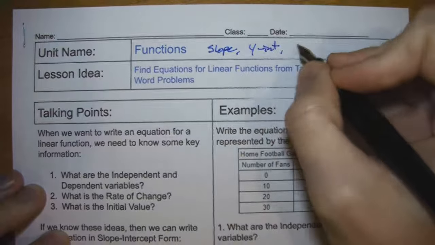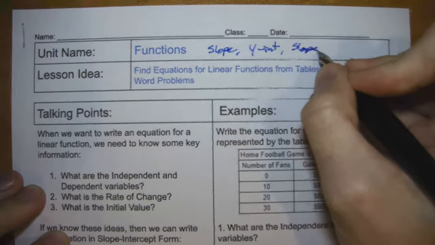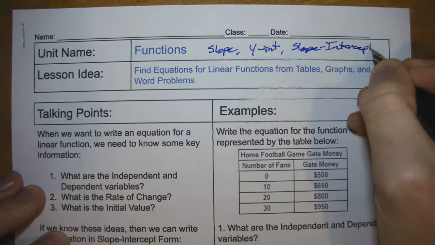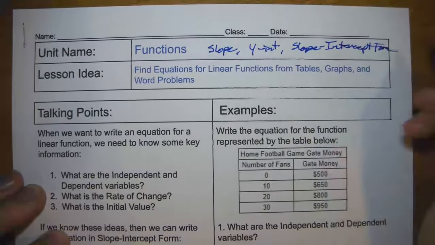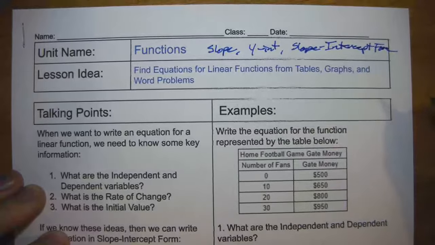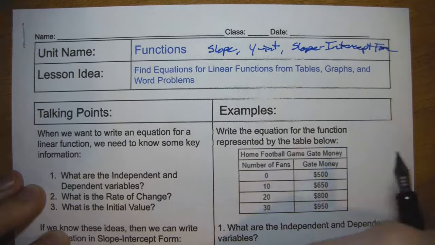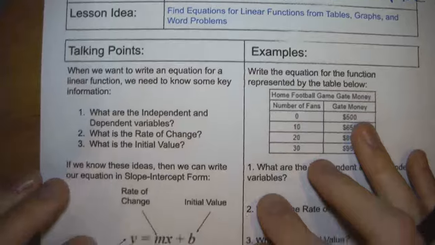We also need to know things like slope-intercept form, and the difference between dependent and independent variables. We're going to put all of that together now to be able to go back and forth, so to speak, between the geometric and the algebraic. So let me show you what we're talking about.